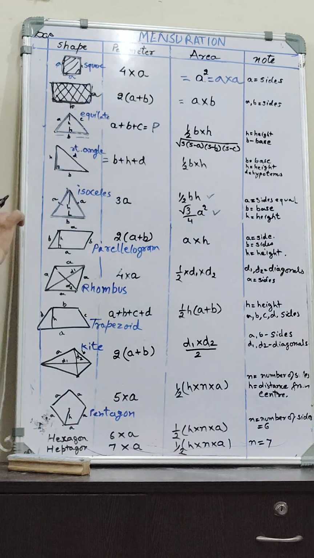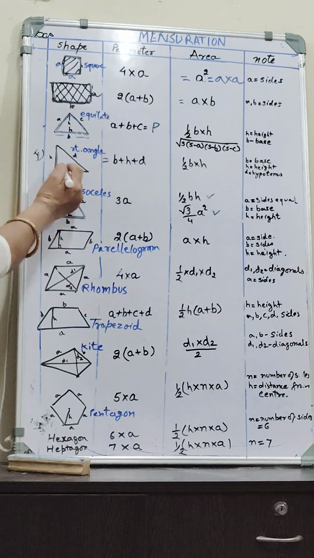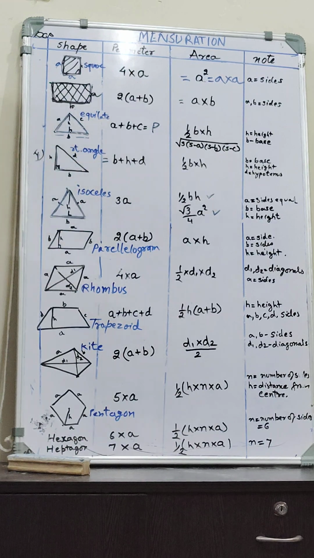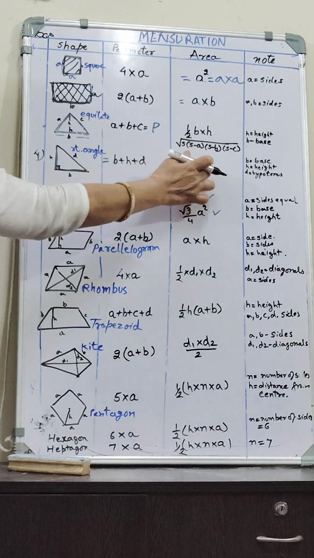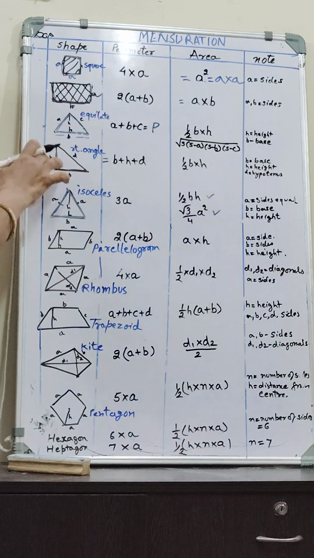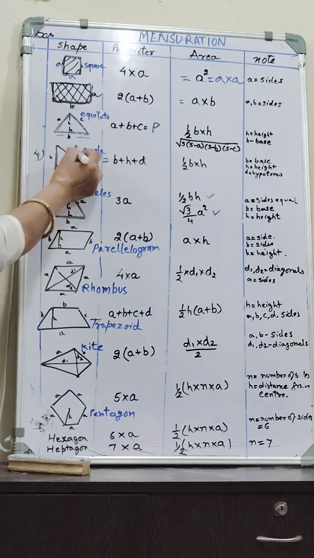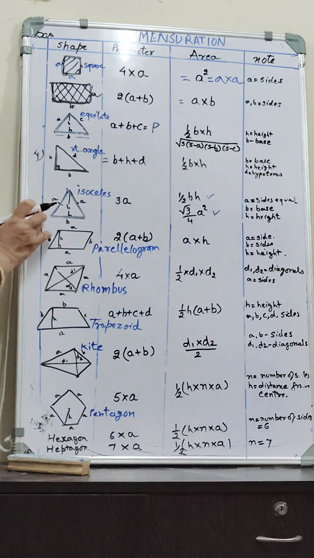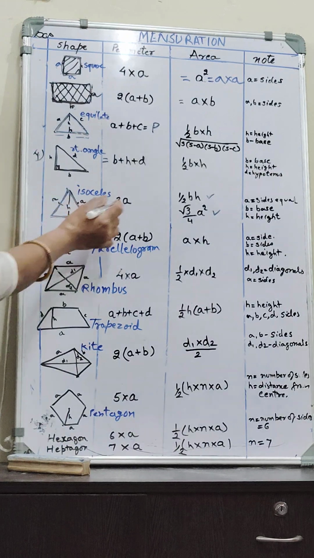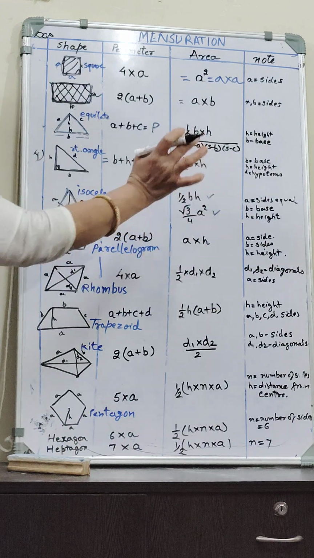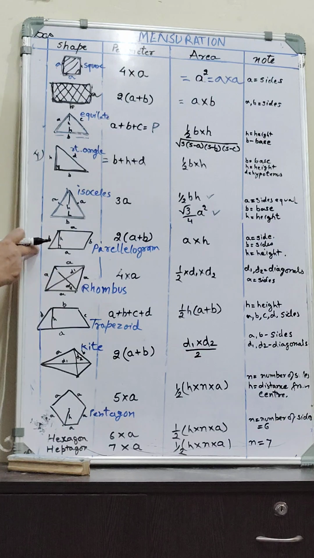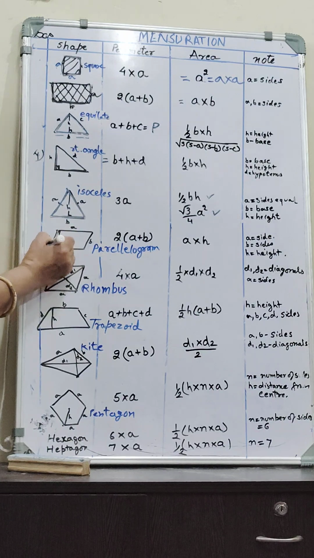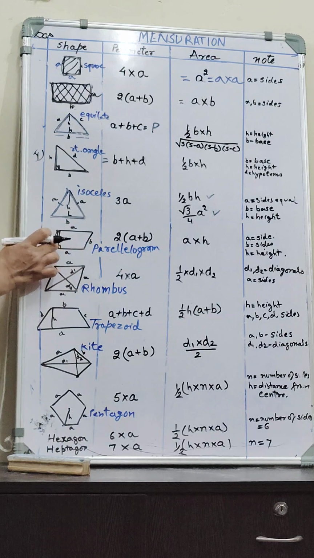So that is the equilateral triangle. Now the fourth is the right angle triangle. In a right angle triangle, one angle is 90. So this angle is 90 and the base, so 1/2 base into height is the area. What about the perimeter? Perimeter is equal to the sum of all the sides. For an isosceles triangle, all the sides are equal, so 1/2 base into height is the area and the perimeter is 3 into A.